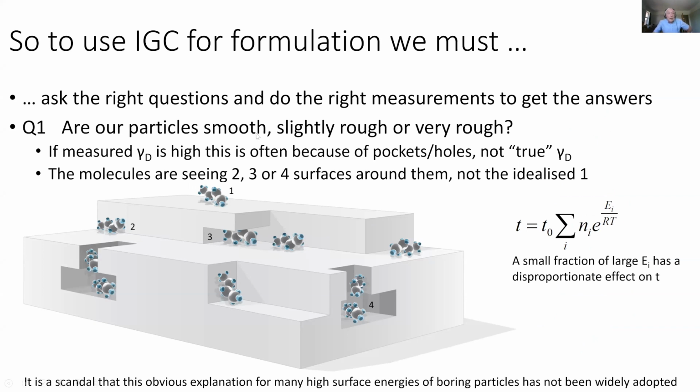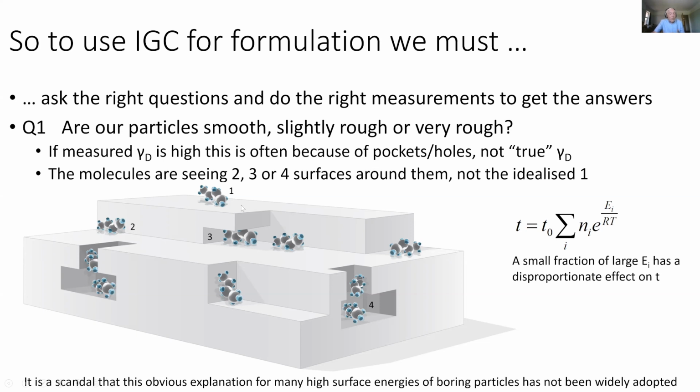So are our particles smooth, slightly rough, or very rough? There are two parts to this question. I have been sickened by the number of surface energies measured by IGC on really boring particles when you know absolutely that those high surface energies are not the surface energy of that particle.